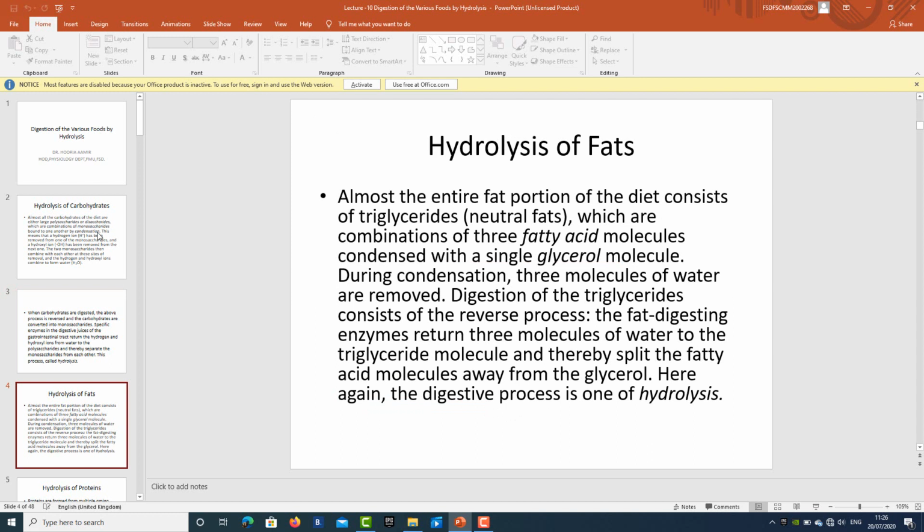So it is very important for all of us to know this term hydrolysis. Frequently it is asked to define this process of hydrolysis.